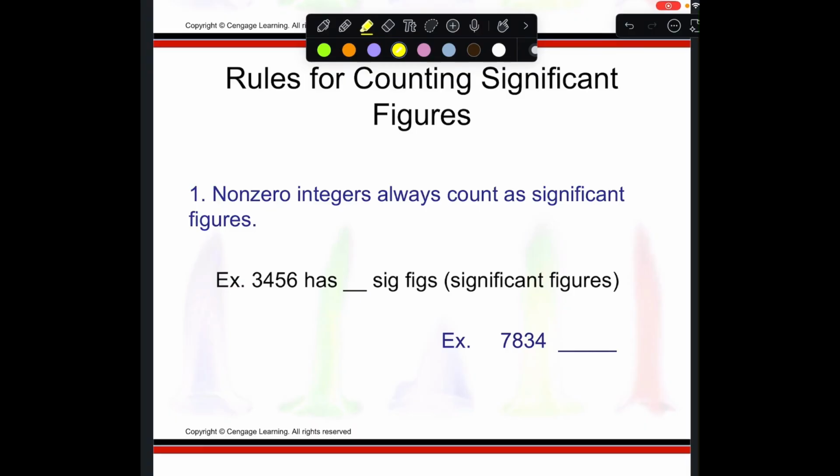So non-zero integers, which just means numbers, always count as significant. So we're going to be counting how much significance values have. So for an example, 3,456, each one of these is considered significant, so it has 4 sig figs, and we just shorten that instead of saying significant figures every time. So here we have another example, 7,834 has 4 sig figs. Okay, so 4 pieces of precision, so it's a pretty precise number.